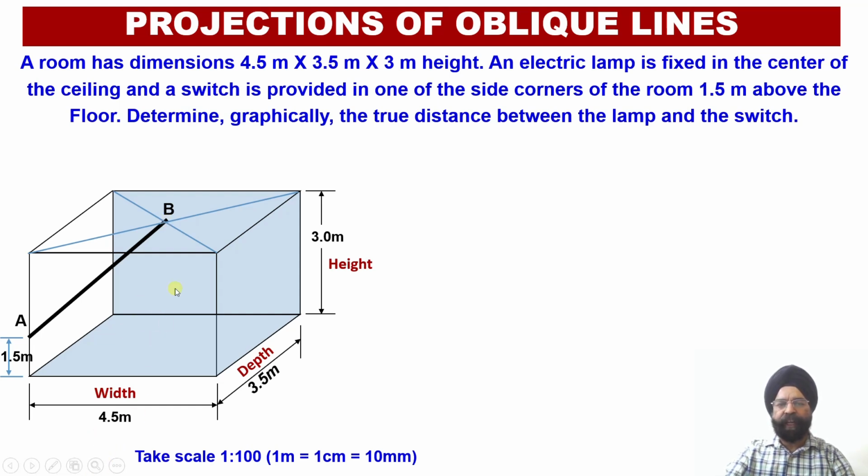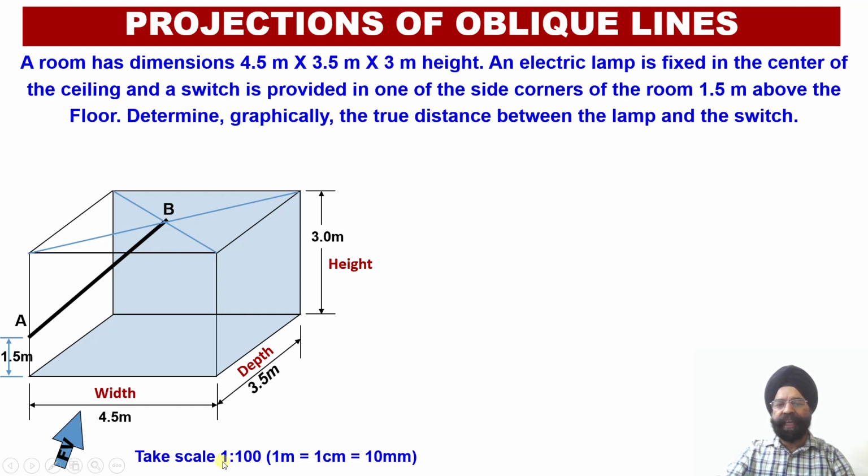When we look at this room from the front, we will observe in the orthographic projections the width of the room as 4.5 meter and the height of the room as 3 meter. Similarly, when we look at this room from the top, we are going to witness the width of the room as 4.5 meter, and the depth of this room in the top view as 3.5 meters.